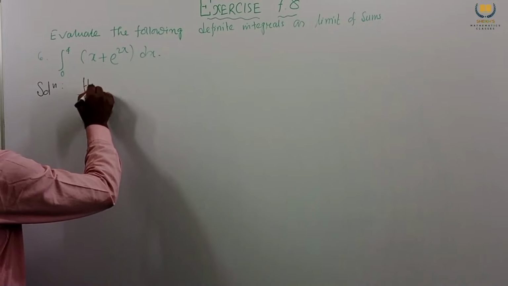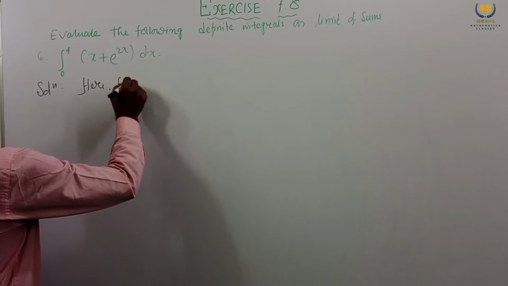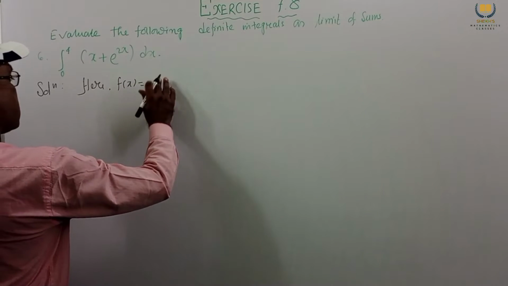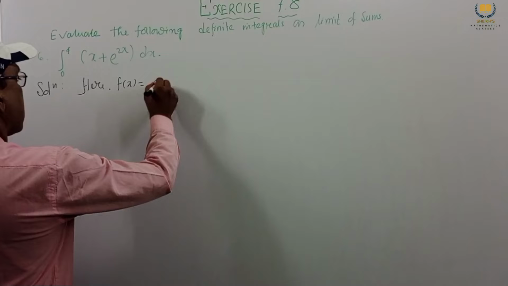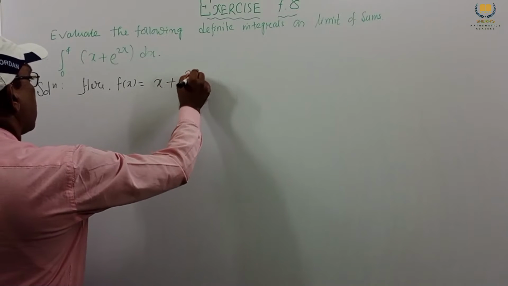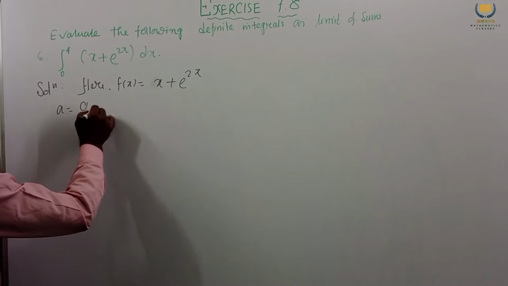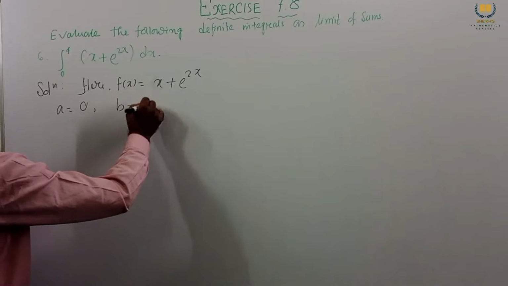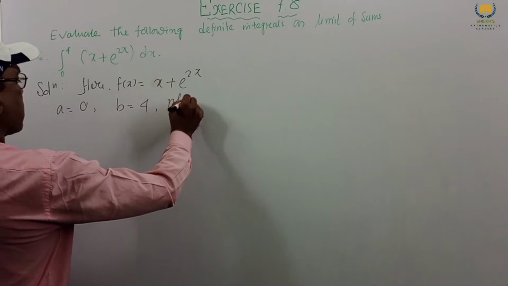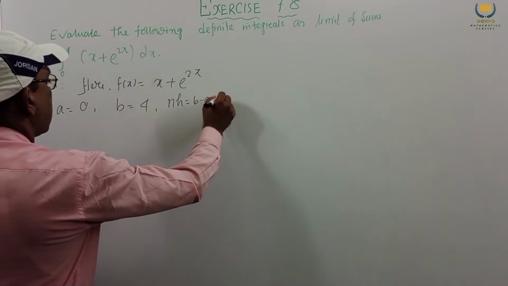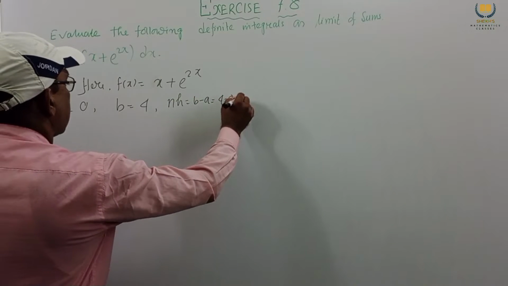Here f of x equals x plus e to the power twice x. Lower limit a equals 0, b equals 4, and h is equal to b minus a, that is 4 minus 0, equal to 4.